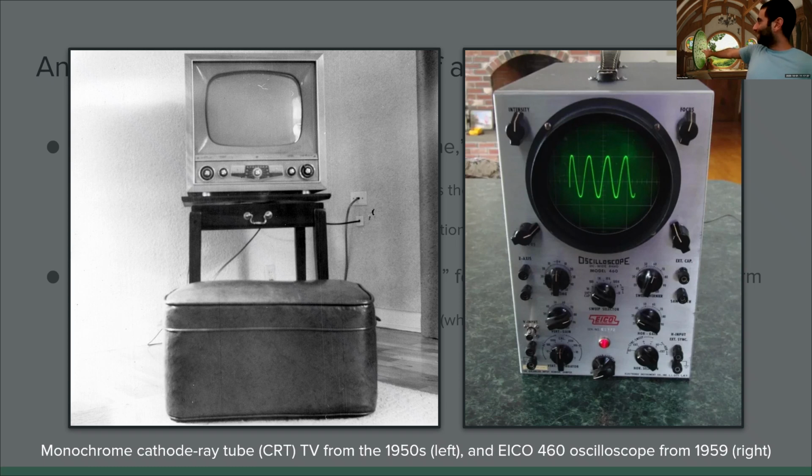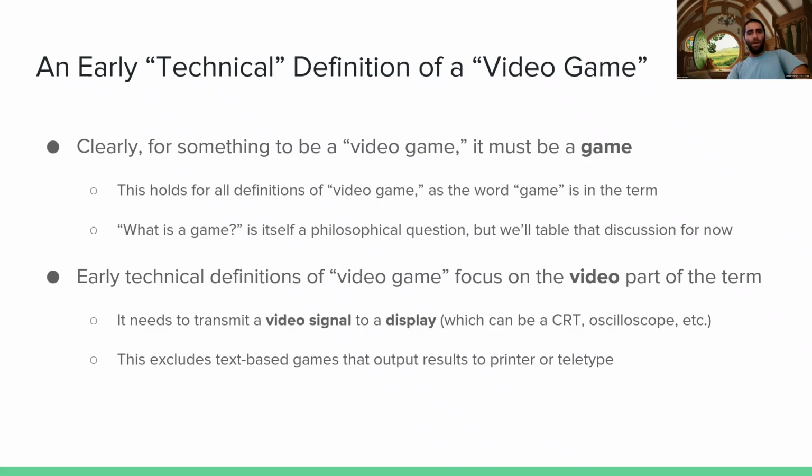In the early days, there were also oscilloscopes that had games that could be played on these weird little squiggly line drawing things. So under the early definition, you had to have some hardware that was sending some video signal to some display of some sort. However, this excludes text-based games.